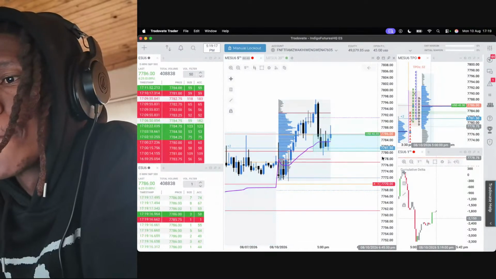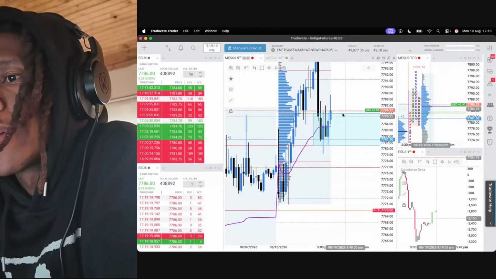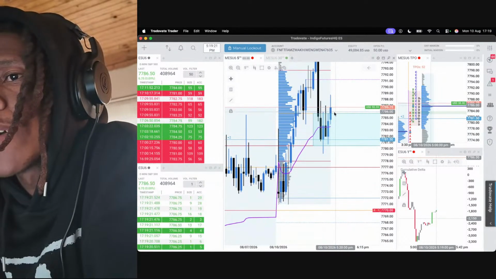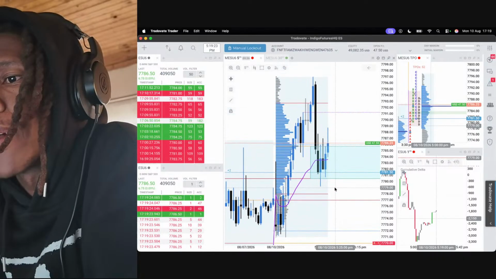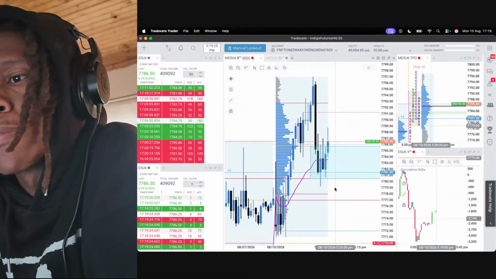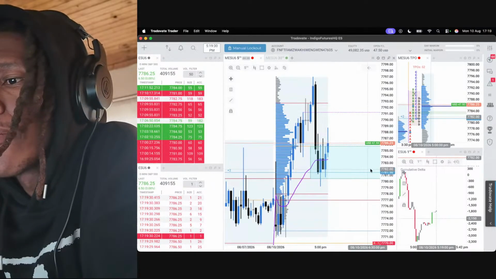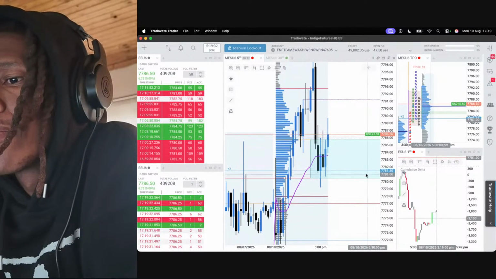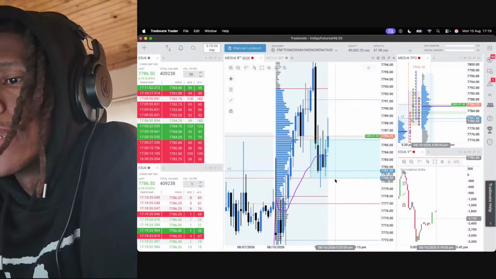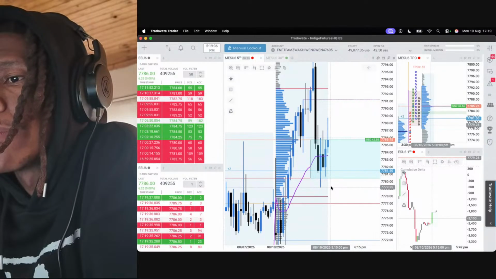I think if we can close this 5-minute candle above overnight value, I would be a little more comfortable. You know. I will be a little more comfortable.